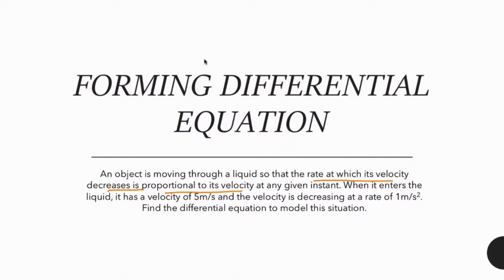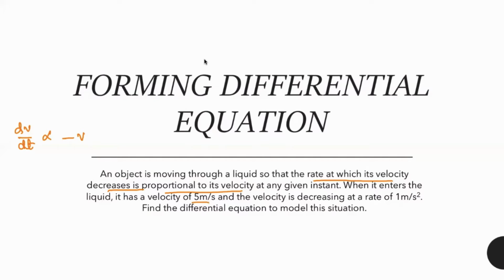Meaning what's given to us is dv by dt, that is the rate of change of velocity. And this is proportional to the velocity. There is a velocity which is decreasing, so I write proportional and negative, which represents the first statement. Now the second statement over here is when it enters the liquid, it has a velocity of 5 meters per second.